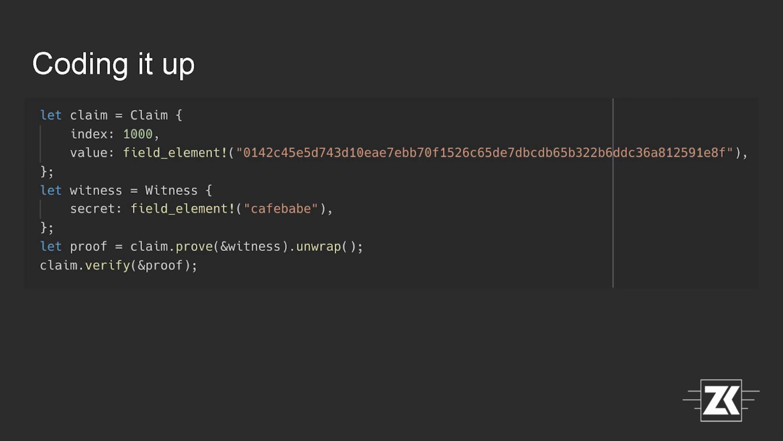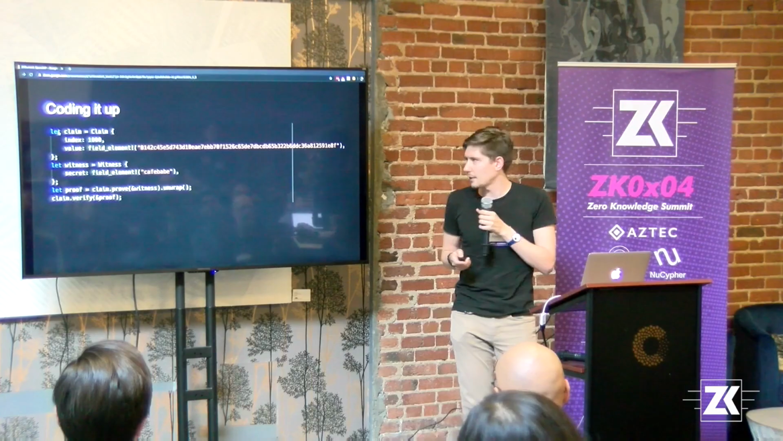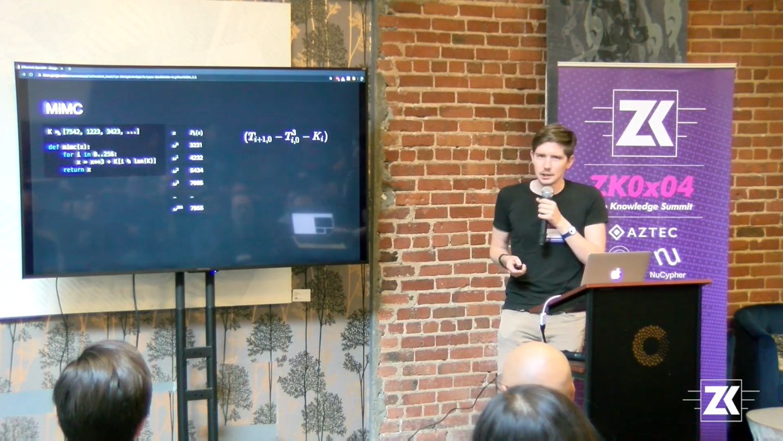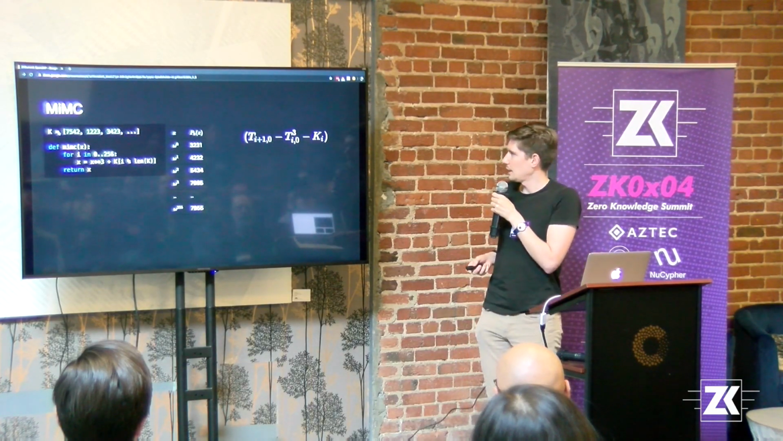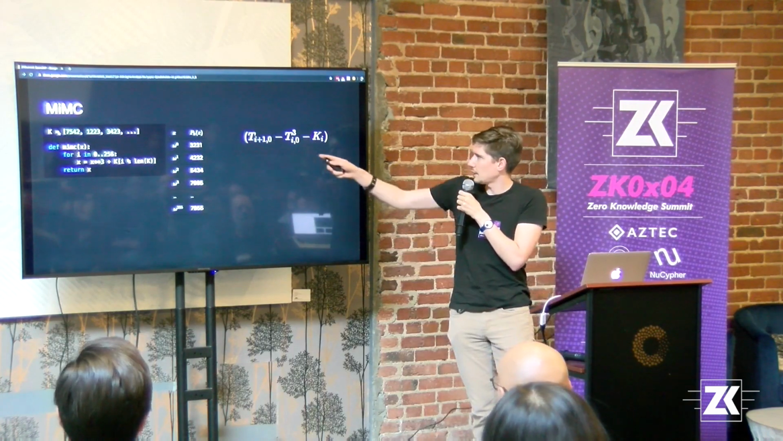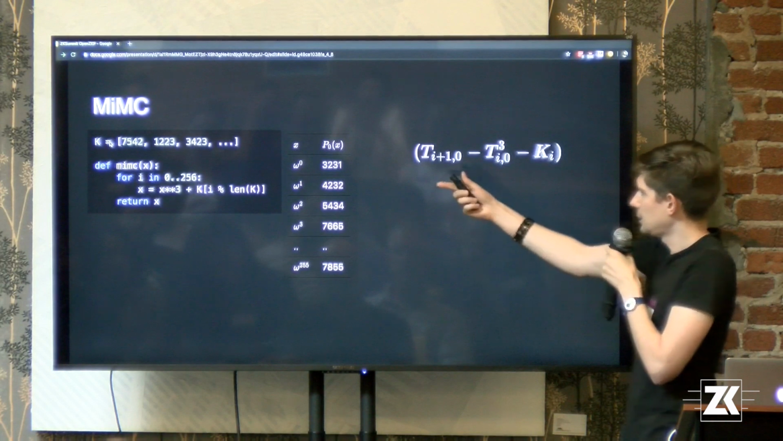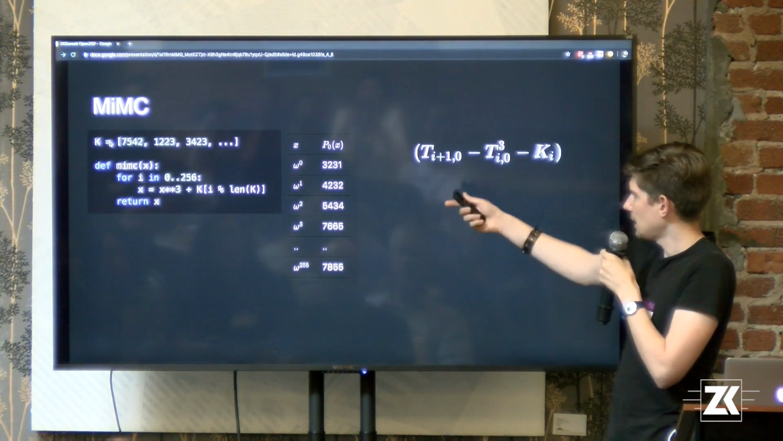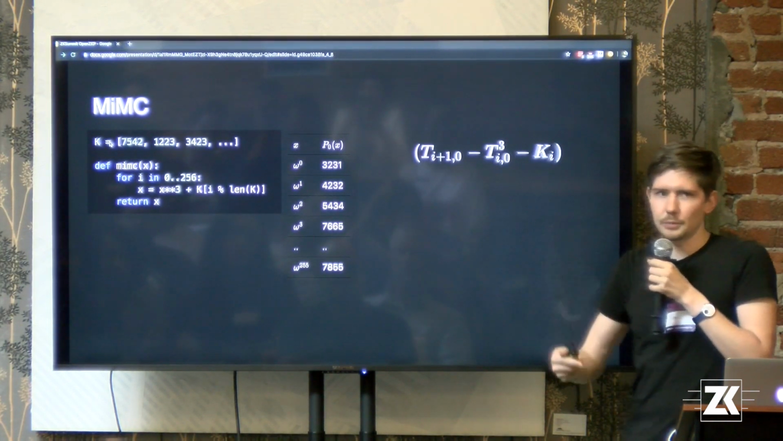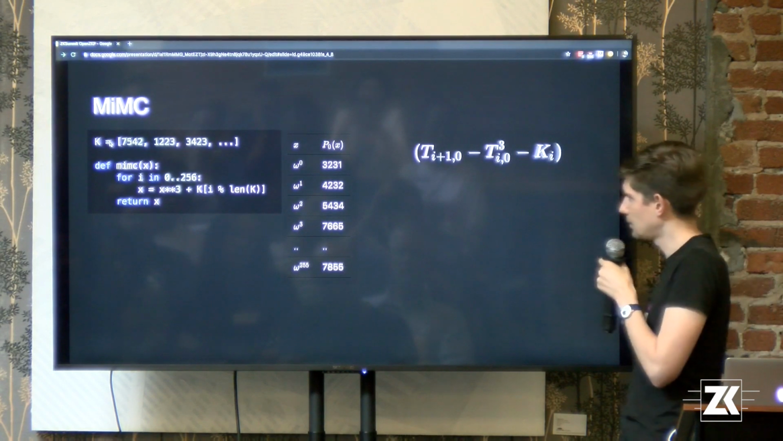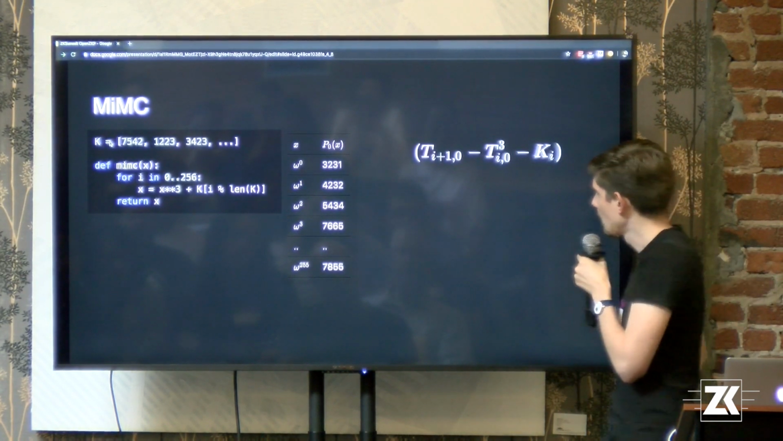Okay, so that's how you do a Fibonacci proof. I still have a little bit of time left, so we can do one more thing. Let's go into Mimsy, which is interesting in its own right. Mimsy has some constants. Let's say in this case it has 16 constants. It takes an input, cubes it, adds a constant, repeats through the list, and then returns it, right?